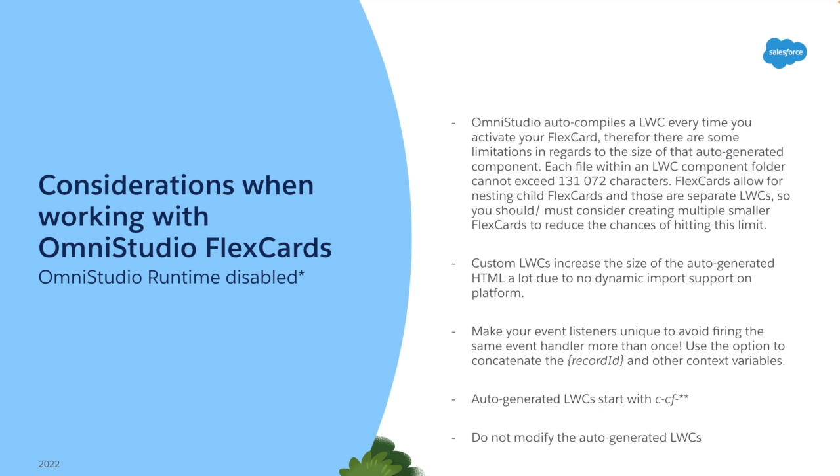How can you find these auto-generated components? So each auto-generated component of those FlexCards will start with c-cf, right? Where CF stands for card framework. So all of those are auto-generated by us. And when the OmniStudio runtime is disabled, we strongly encourage you not to modify that auto-generated component, as it will be overwritten the next time you deactivate and activate your card.